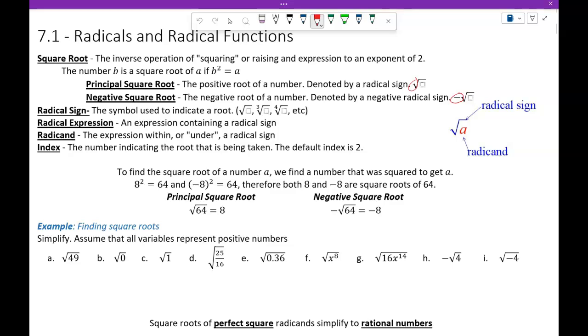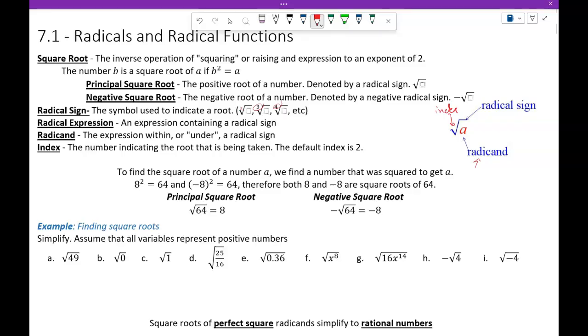Some nomenclature to be familiar with is the radical sign, which is the sign that we use to indicate that we're taking a root. We have a square root, a cube root, a fourth root, and we can continue on with that. Now the number that's inside the radical sign is called the radicand. That's the expression that the root is being taken of. Now the index is the little number that goes here, and the default index is 2 for a square root, but if it's anything above a square root, then we'll indicate it with a different number there. The index will never be 1 because that is not a root.